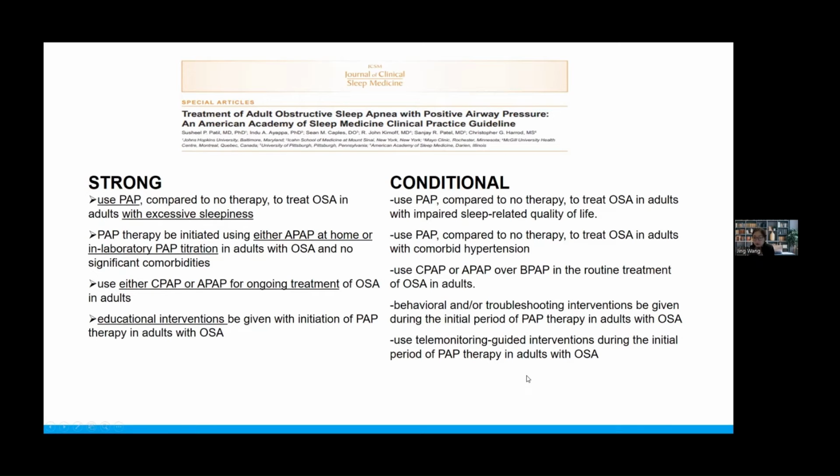They also suggest using PAP compared to no therapy in patients who may not necessarily have sleepiness, but just impaired sleep-related quality of life, or people who have comorbid hypertension. We prefer to use CPAP or auto PAP compared to BPAP or bilevel in the routine treatment of OSA, again, obstructive sleep apnea without comorbid hypoventilation or hypoxemia. And then they also put in suggestions about behavioral interventions and potentially using telemonitoring during the initial period of PAP therapy to again help with adherence and compliance.